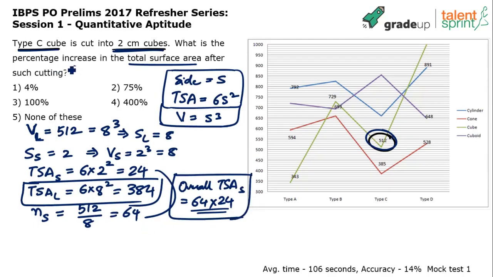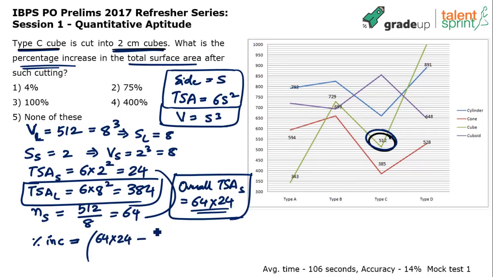He's asking us to get the percentage increase. How do you find out percentage increase? Final value minus initial value by initial value into 100, right? Percentage increase is nothing but the difference in the two values divided by the base value multiplied by 100. So that comes out to be what? 64 times 24 minus 384.